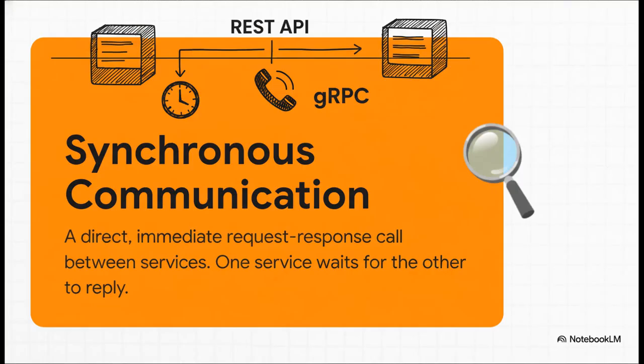The first approach is what we call synchronous communication. I want you to think of this like a direct phone call. One service calls another and literally just waits. It needs an answer right now before it can do anything else. You'd use this when you absolutely cannot move forward without that immediate response. And technically, this is usually handled with things like standard REST APIs or something called gRPC.